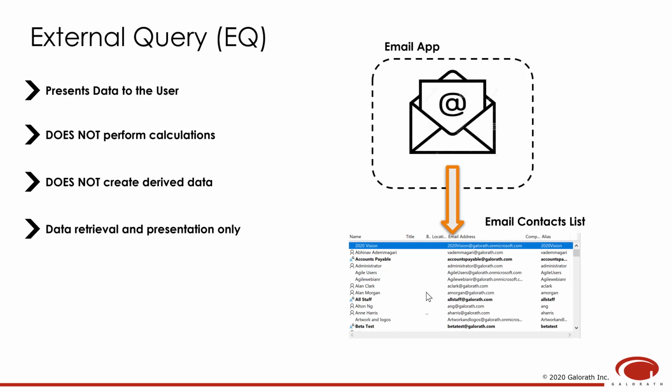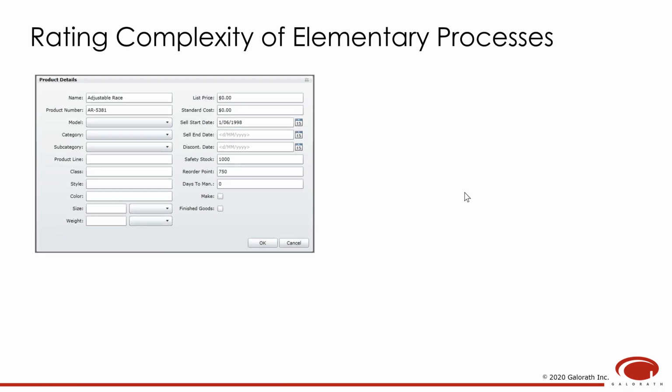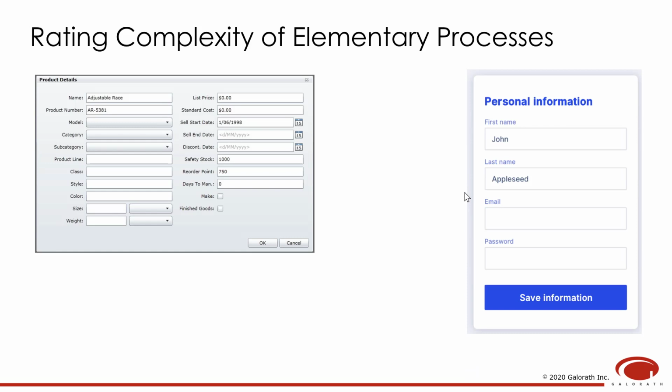or EQ. Once all the elementary processes have been identified, the next step is to rate them based on complexity. Complexity ratings are required because not all the elementary processes are the same. As you can see, these two input forms involve different types and different amounts of input fields. Therefore, one of them is more complex and should be assigned a higher amount of function points.